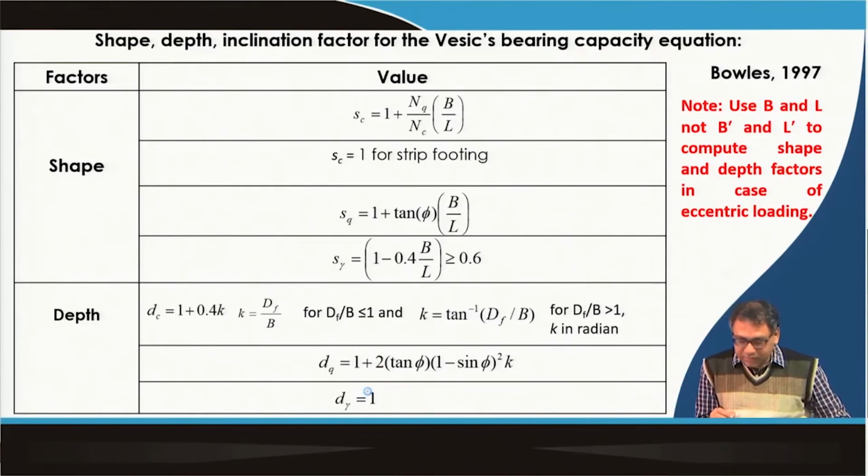But again when I calculate these factors for eccentric loading, as per Vesic's recommendation you use B and L when you calculate shape factor and depth factor both for eccentric loading. So, that means you have to use B and L, not B dash and L dash, to compute the shape factor and depth factor in case of eccentric loading in the Vesic bearing capacity equation. Remember that.